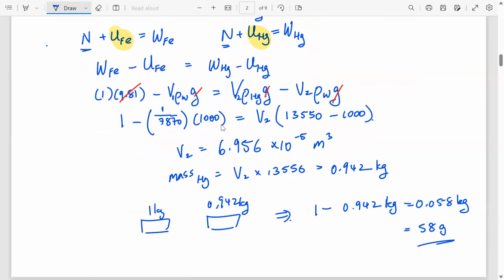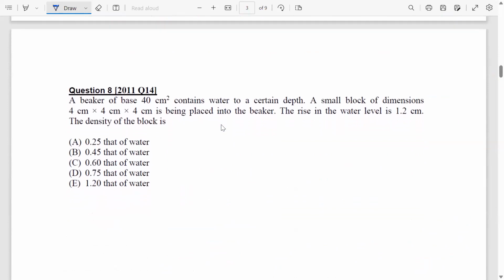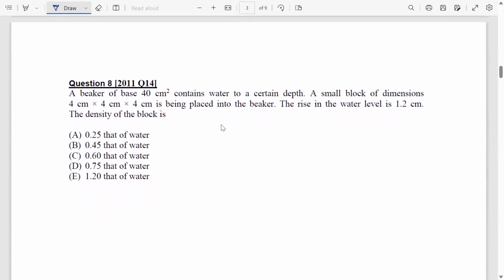Okay, we'll go on to the next one. Now, a beaker, base 40 cm square, contains water to a certain depth. A small block of dimensions 4 by 4 by 4 is placed in the beaker, and the rise in the water is 1.2 cm. Now, the thing is that we don't know if this is floating or sinking. Most likely it's going to be floating. If not, they will ask you the question.